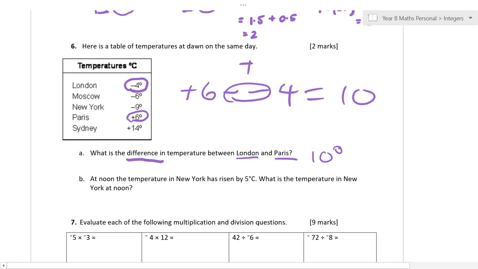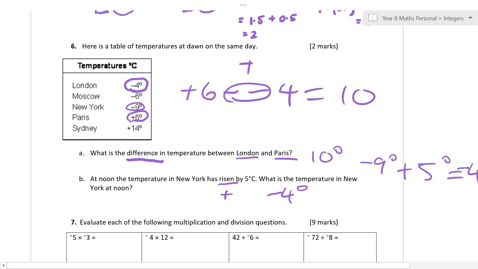At noon, the temperature in New York has risen by 5 degrees. And because it says risen, you know it's plus. So the original temperature was minus 9 degrees. Minus 9 degrees plus 5 degrees equals negative 4 degrees. So that's the answer.